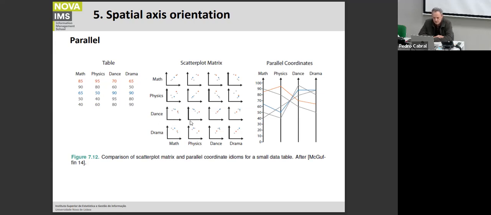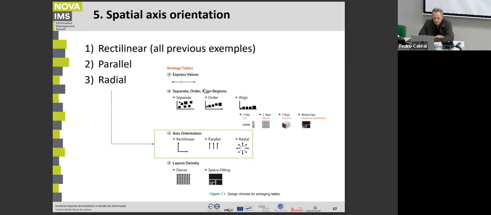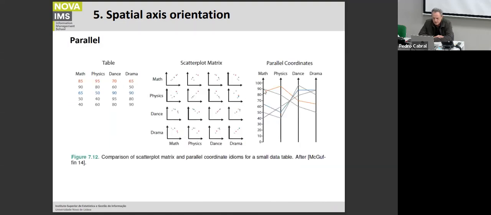We can see if there is a correlation or not. So we can try to figure out what's the relationship between the several disciplines for our data set, okay? Or I can use a normal rectilinear representation, which we are used to, okay? The axis orientation X and Y. Or I could also use parallel coordinates, okay? I think I already showed the example for this one, okay?